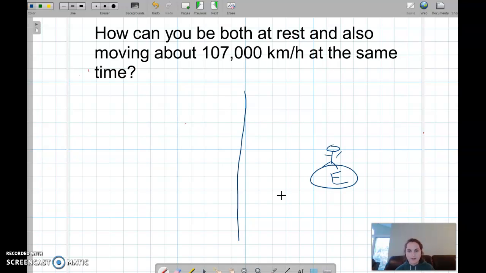But keep in mind, if we changed our reference so that we were on the sun and we were looking at the Earth, we would see that the Earth is rotating. It is moving. So it all depends on the observer's frame of reference for that object. Okay, so you can both be moving and at rest depending on your frame of reference. All right, so whether you're an outside observer or an inside observer. All right. Let's look at this next question.